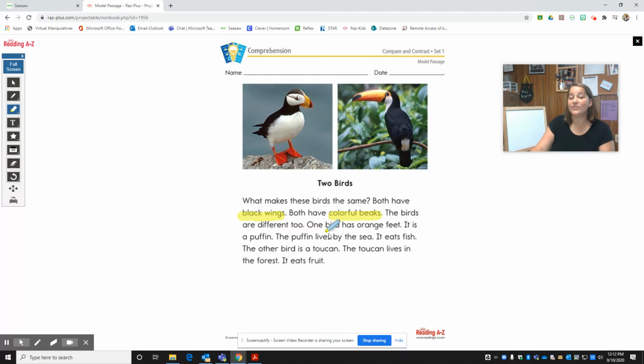The birds are different too. One bird has orange feet. It is a puffin. The puffin lives by the sea. It eats fish. The other bird is a toucan. The toucan lives in the forest. It eats fruit. Now, looking at those things that we highlighted in our passage, we see lots of similarities and lots of differences.